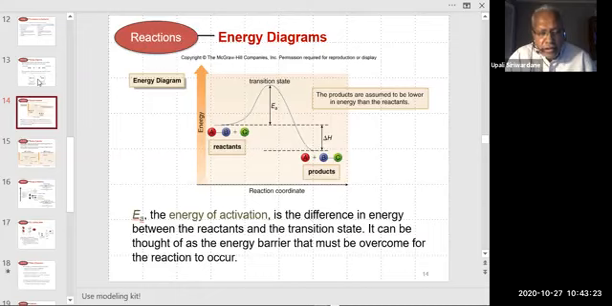Activation energy, E sub A, the energy of activation, is the difference in energy between the reactants and the transition state. It can be thought of as an energy barrier that must be overcome for the reaction to occur. So this is the characteristic of an energy diagram.